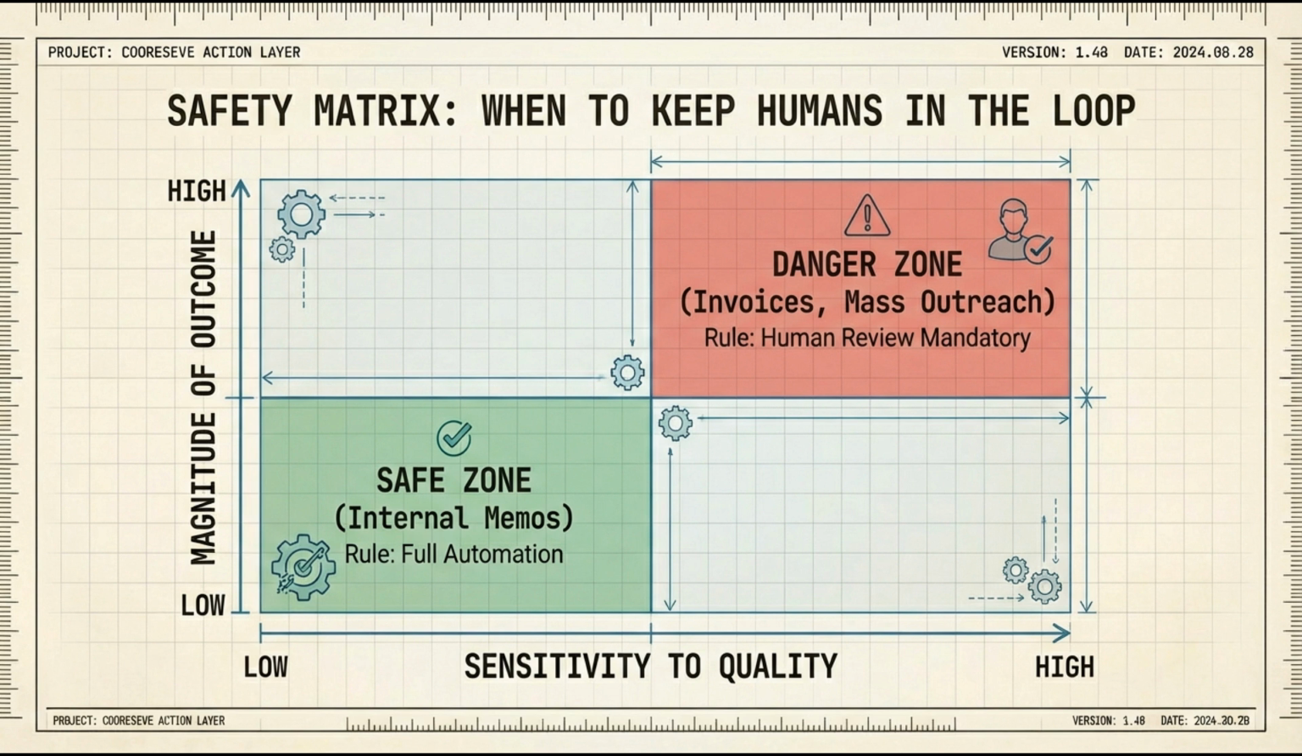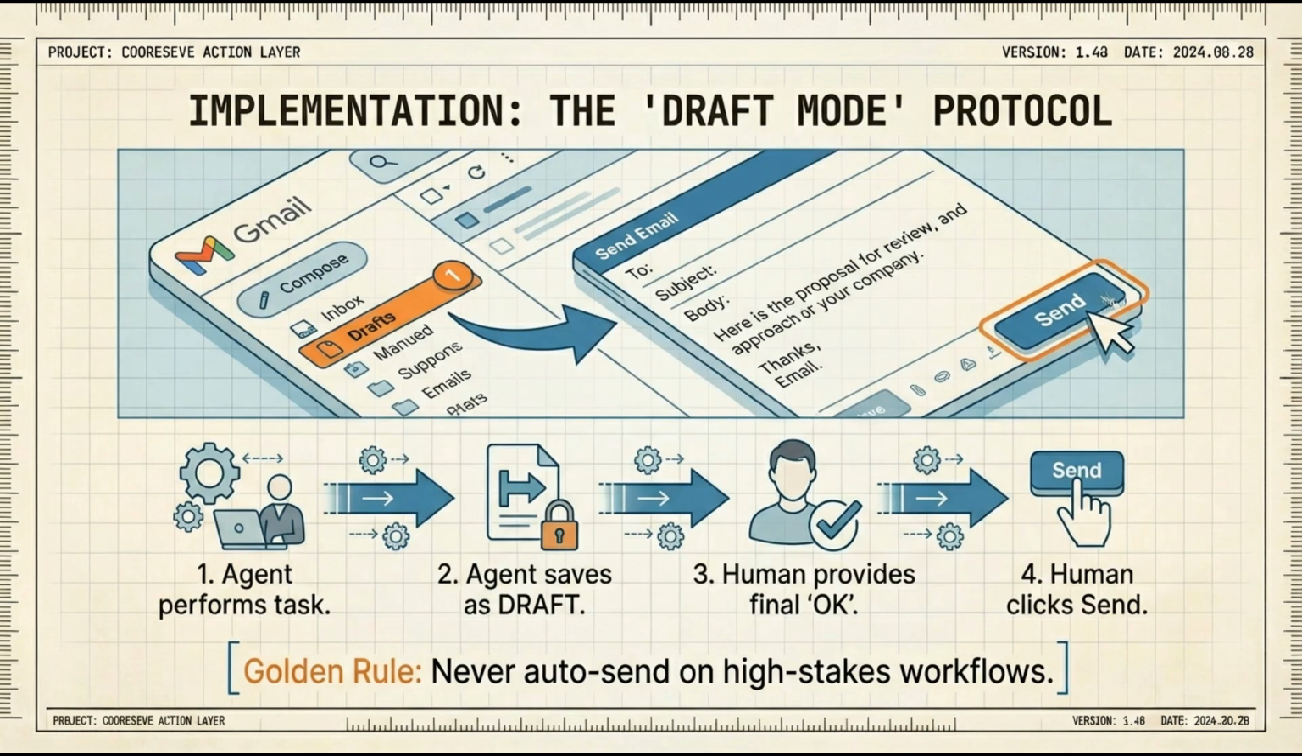And sensitivity to quality. How bad is a typo? An internal memo to your team saying, pizza is here, low sensitivity, who cares? A client invoice, extremely high sensitivity. If you add an extra 0 to an invoice, you have a problem. If you miss a 0, you have a worse problem. Exactly. So the rule is, if both magnitude and sensitivity are high, you must have a human review step. No exceptions.